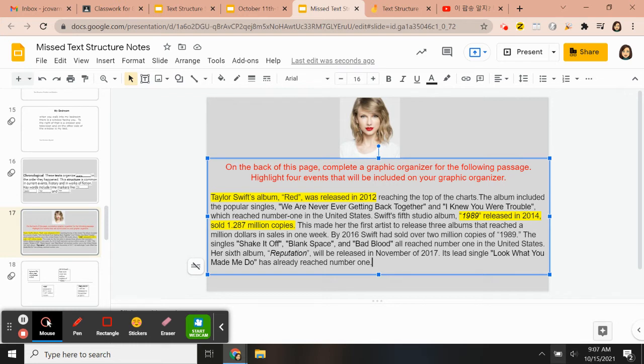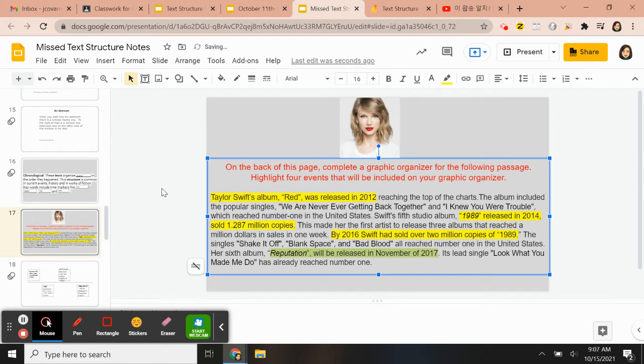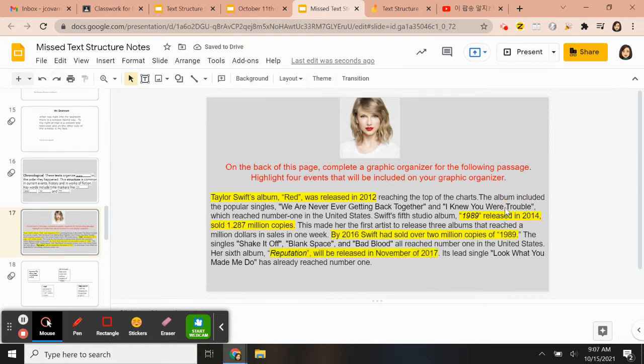Did anybody find the third date, or are we still looking? Okay, what's the third one, Jason? "By 2016, Swift has sold over 2 million copies of 1989." Perfect job. And did anybody find the fourth date? How about Bria? What did you find? "Reputation was released in 2017." There you go. Reputation. This says it will be released in November of 2017, but that obviously already happened, right?